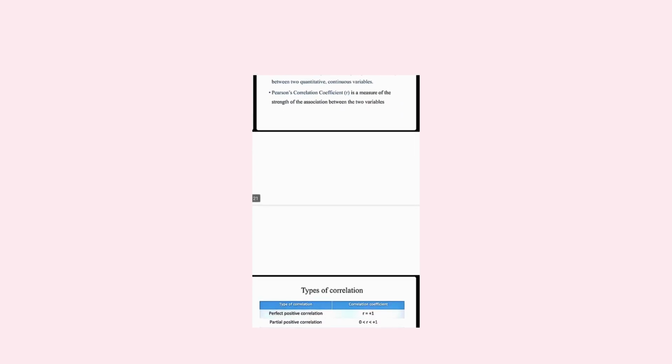Pearson's correlation. Correlation is a technique of investigating the relationship between two quantitative continuous variables. Pearson's correlation coefficient r is the measure of the strength of the association between two variables. Types of correlation and correlation coefficient: perfect positive correlation, r equals +1. Partial positive correlation, 0 less than r less than +1. No correlation, r equals 0. Partial negative correlation, 0 greater than r greater than -1. Perfect negative correlation, r equals -1.